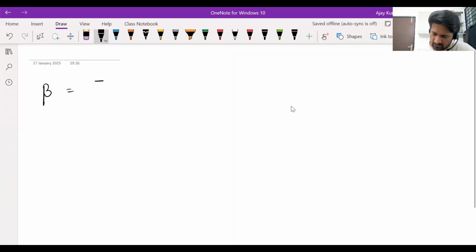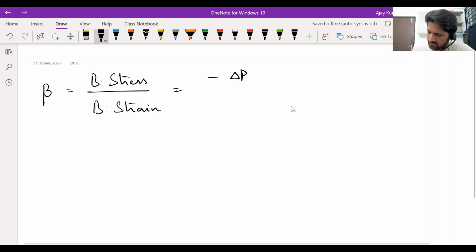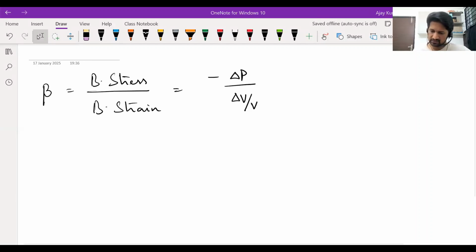So bulk modulus, which is basically bulk stress divided by bulk strain, is expressed as minus delta P divided by delta V by V. Now it is given that the bulk modulus of steel is around 160 gigapascals.